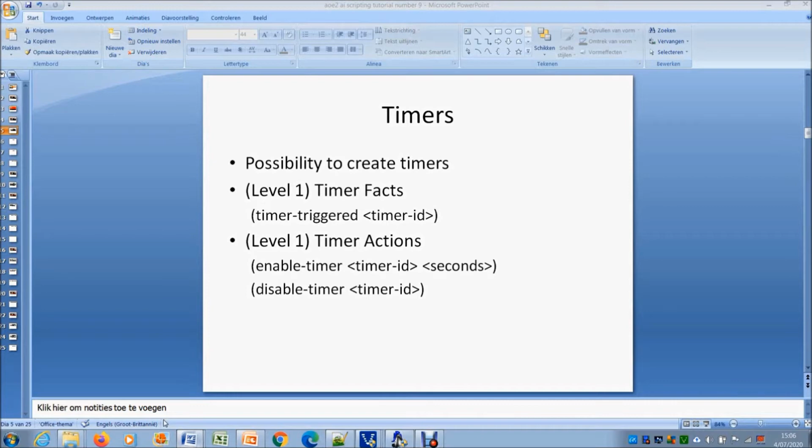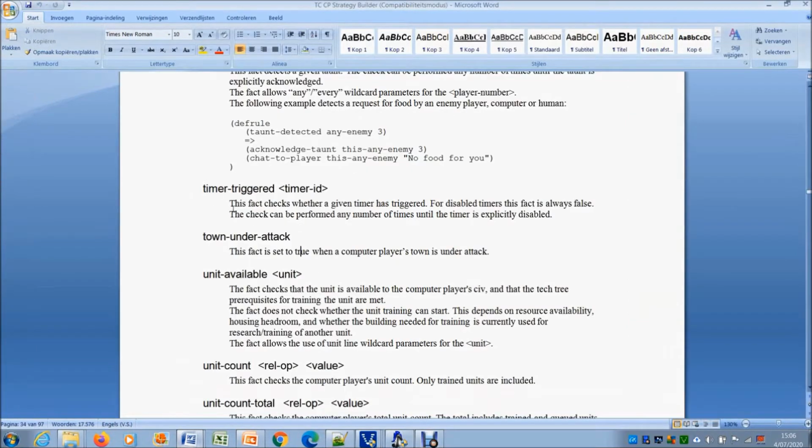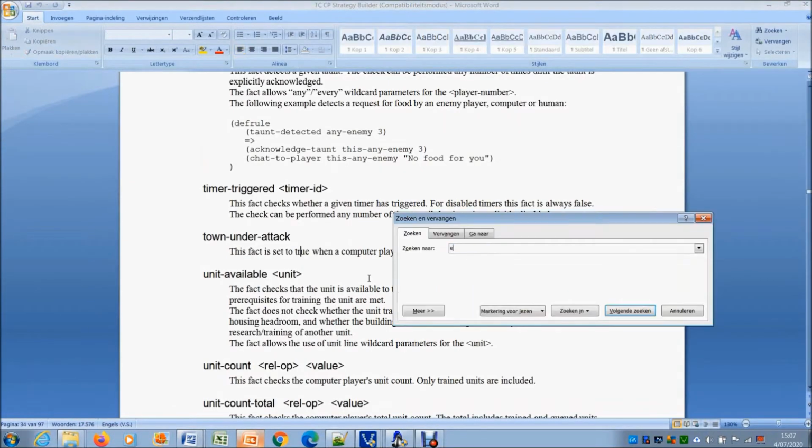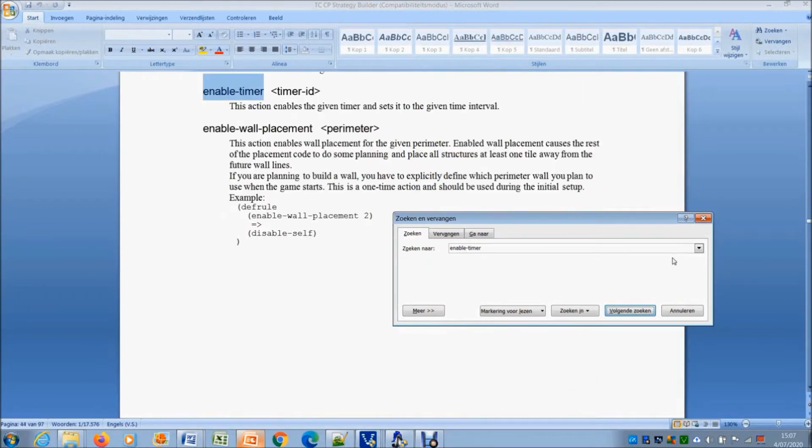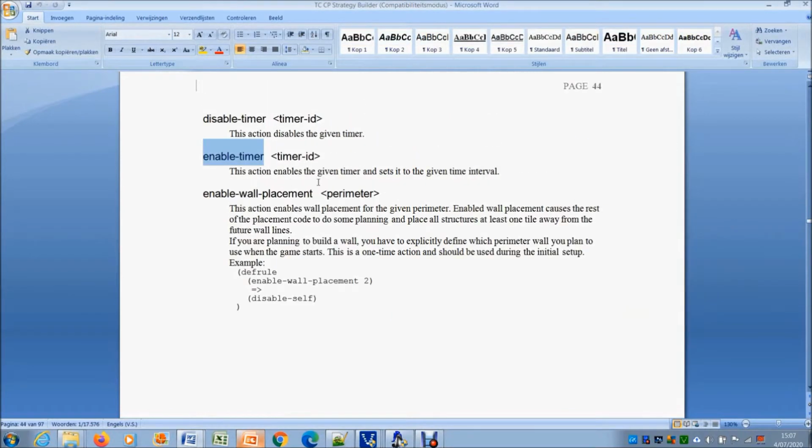So we will start with the fact timer triggered. This fact checks whether a given timer has triggered. For disabled timers, this fact is always false. The check can be performed any number of times until the timer is explicitly disabled. Then we have enable and disable timer as actions. Enable timer: this action enables a given timer and sets it to the given time interval. It should state seconds after here. Disable timer: this action disables the given timer.